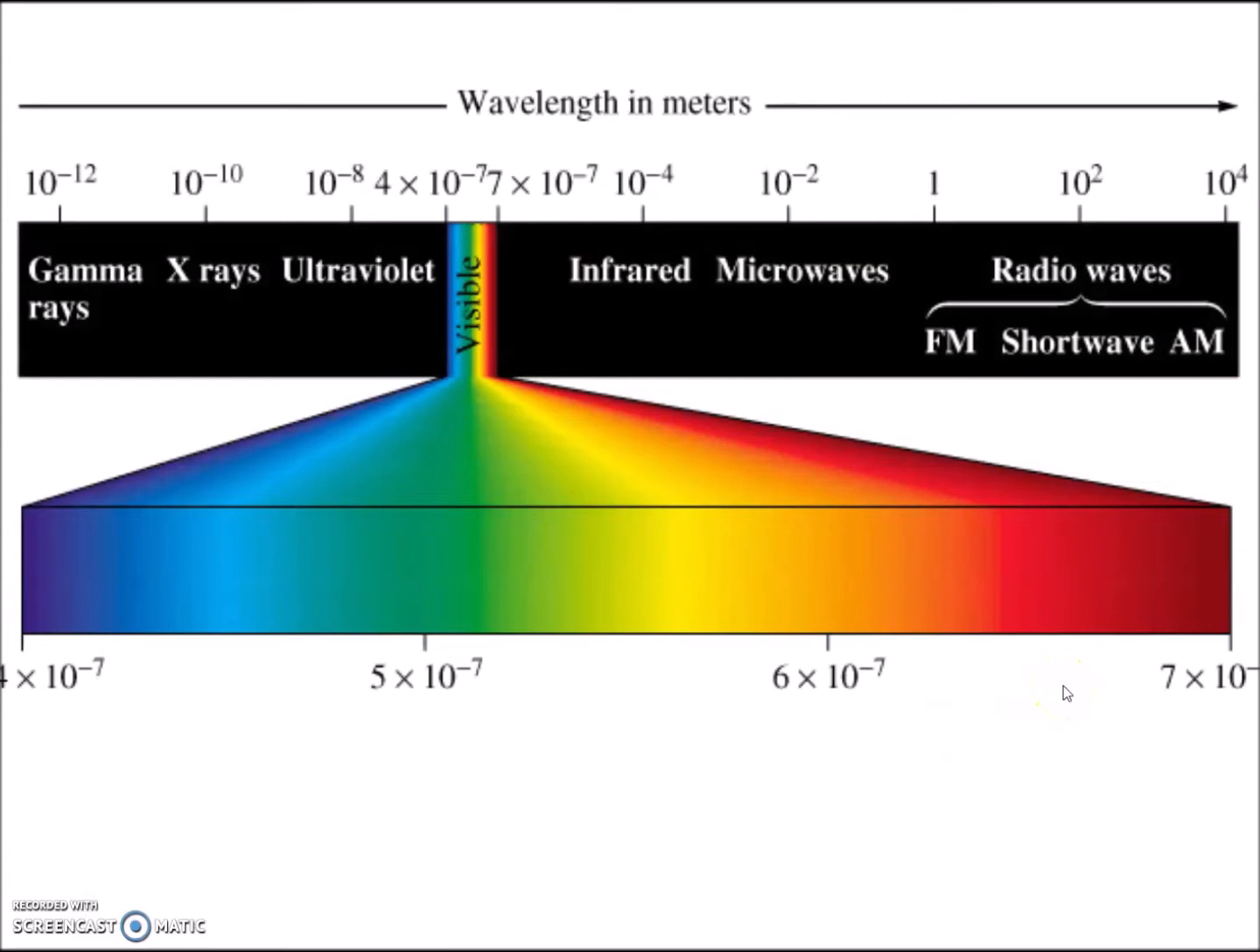Electromagnetic radiation consists of much more than just visible light. It consists of radio waves, microwaves, infrared rays, the visible light, which is just a sliver of the electromagnetic spectrum that we happen to be able to perceive with our eyes, ultraviolet light, X-rays, and gamma rays.